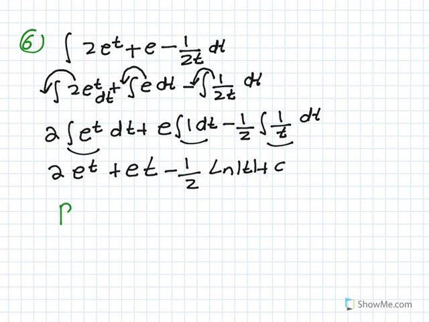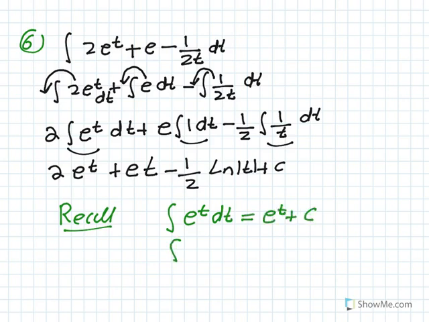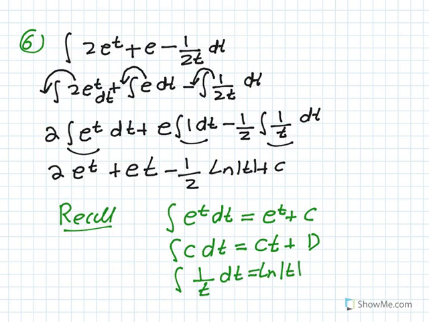All right, a couple of things we need to know. Antiderivative of e to the t dt is itself, that's e to the t plus c. Integral of a constant is going to be ct plus d. And antiderivative of 1 over t dt, this is just log absolute value of t plus c.